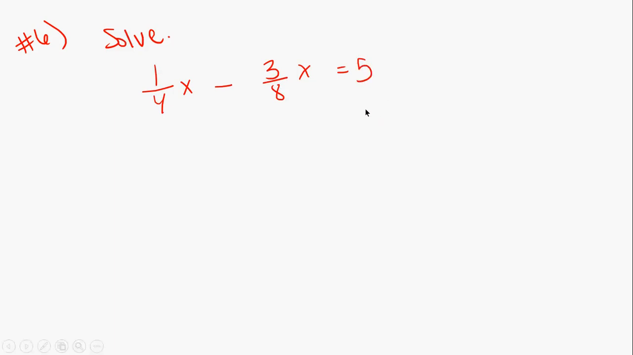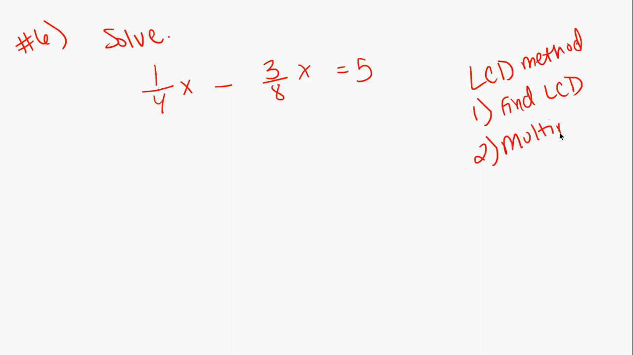Okay, number 6. This one also says solve. So here we have our fraction equation. 1 over 4 x minus 3 over 8 x equals 5. And the method we're going to use here is our LCD method, which is where we find the LCD, and then we multiply every term by that LCD.